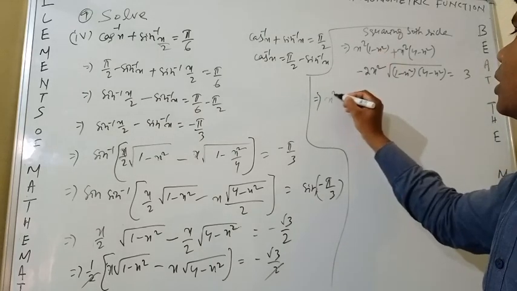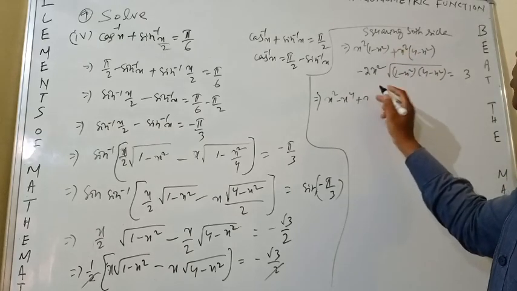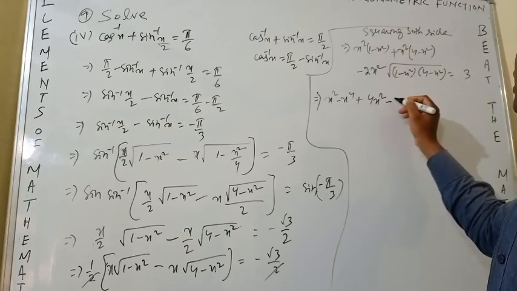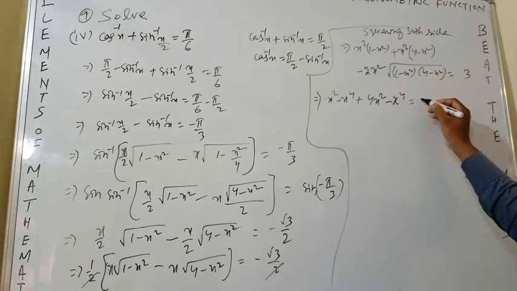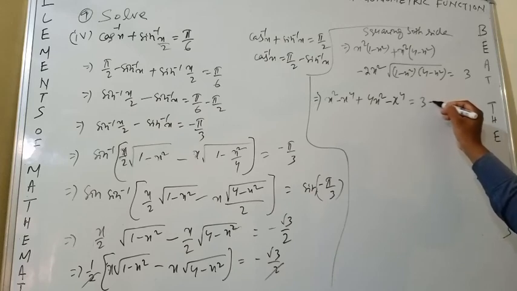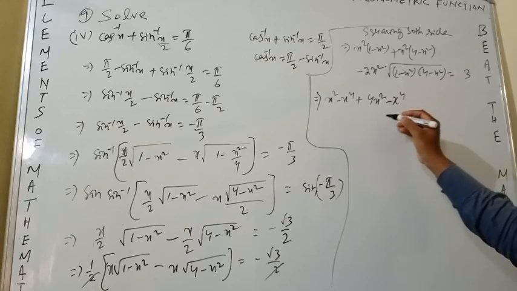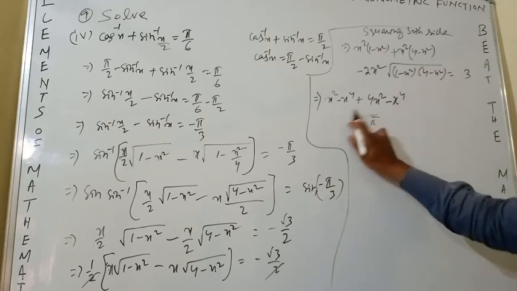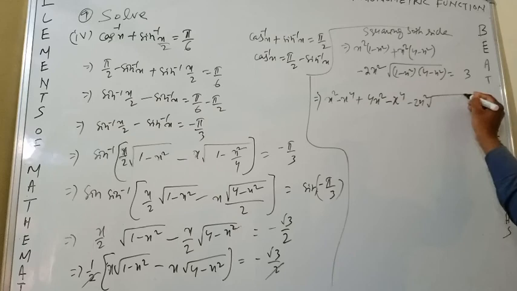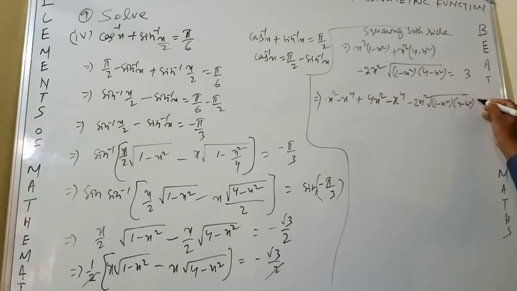This is equal to x square minus x^4 plus 4x square minus x^4 is equal to, okay, 3 minus 3 is equal to how much? You write minus 2x square, you write here minus 2x square root over 1 minus x square, 4 minus x square is equal to 3, okay.